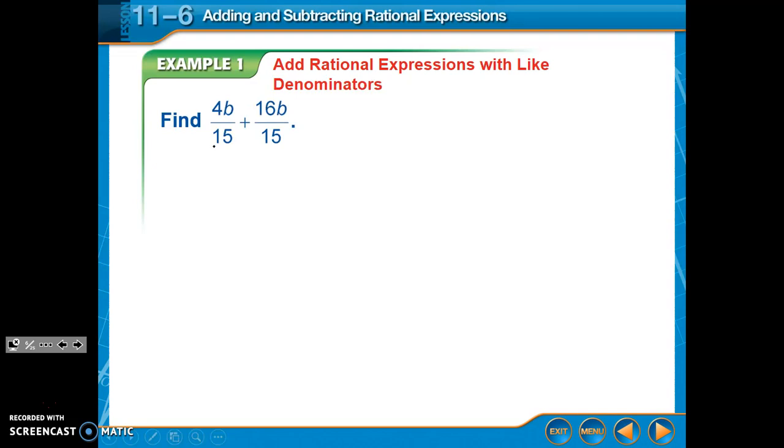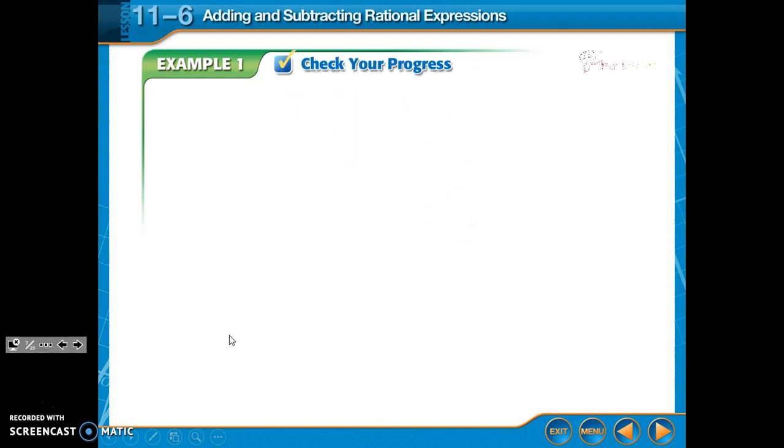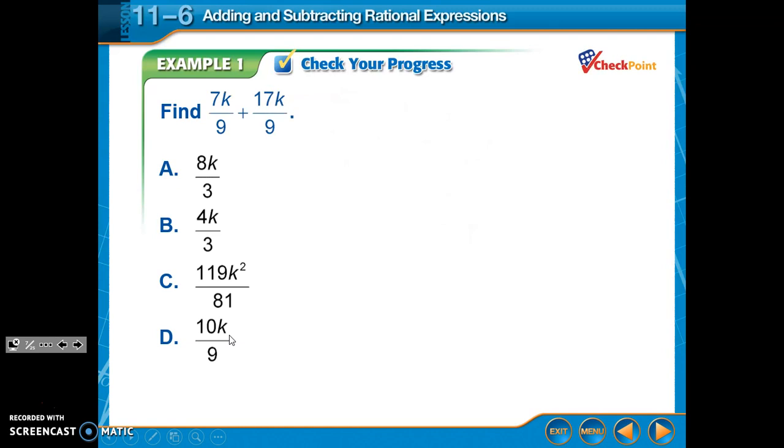So we already have the common denominator, so that's going to stay the same. And then I add my numerator. So 4b plus 16b makes a total of 20b over 15. And then what we want to do is simplify this. So 20 over 15 does reduce. They're both divisible by 5. So I'm going to get 4b over 3 if I divide numerator and denominator by 5. And that would be your answer. Okay, you guys try this.